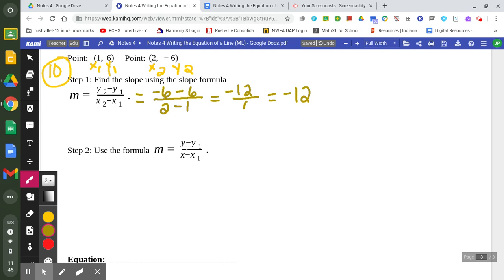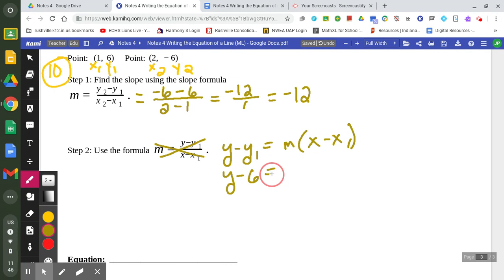So now I'm ready for, oh, this is the wrong formula. So let's mark through that. This one should be y minus y1 equals m times x minus x1. So now I have y minus, and my y1 was 6, equals, and then my slope is negative 12. x minus, my x1 was 1.